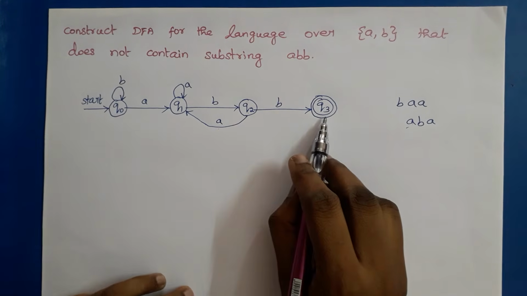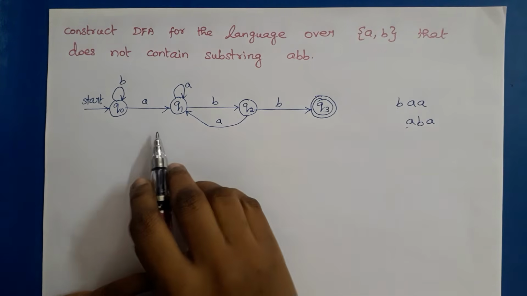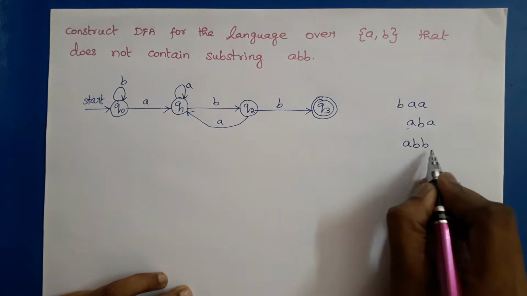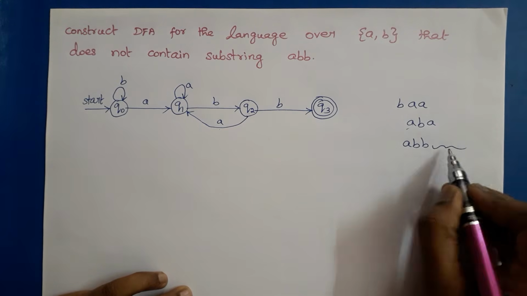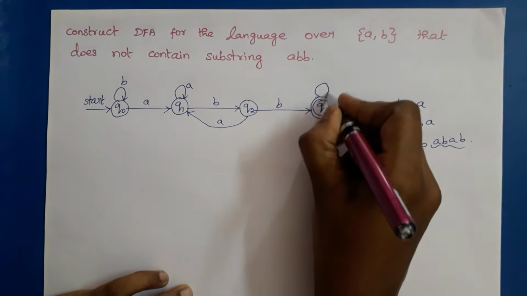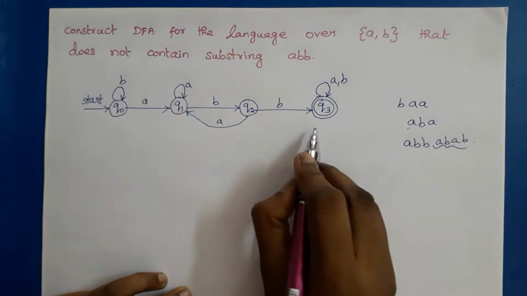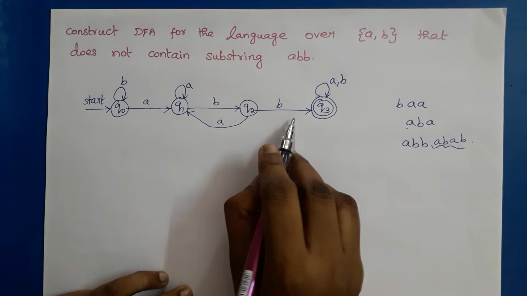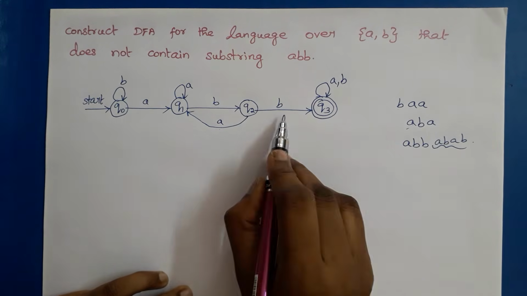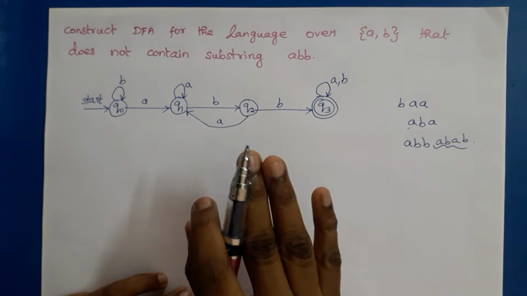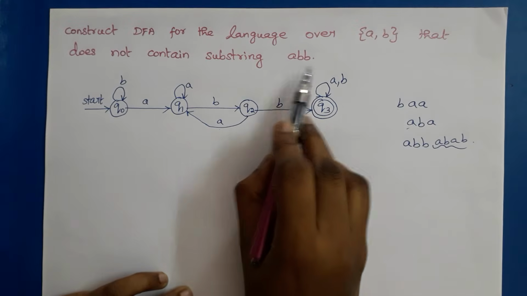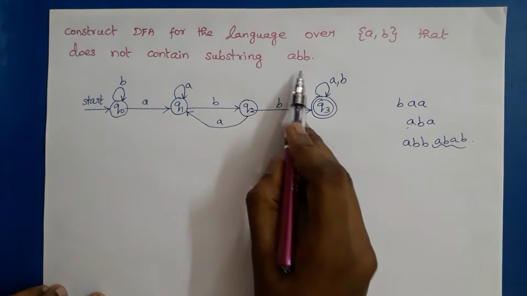Now we need to consider state Q3. We will be in state Q3 after reading ABB as a substring. After reading ABB, for any number of A's and B's, it may remain in the same state. It should be accepted because we have already recognized ABB. So any number of symbols following that ABB should be accepted. So this is the transition diagram, the DFA for strings having the substring ABB.